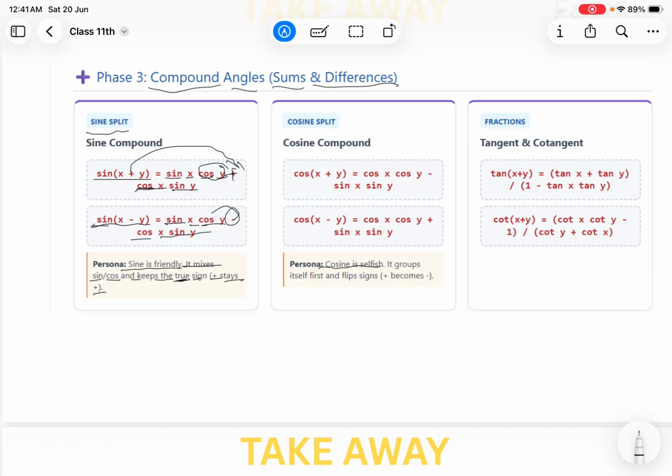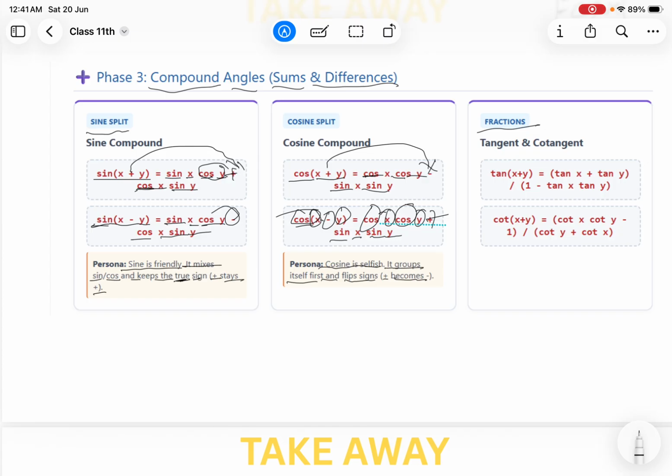But this is not the same for cosine. Cosine is selfish, it groups itself first and flips the sign, plus becomes minus. So cos(x plus y) is cos x cos y, they have covered their requirement, and then with plus it becomes minus sin x sin y. Same for the minus sign: cos(x minus y) is cos x cos y, and then it becomes positive plus sin x sin y, right?